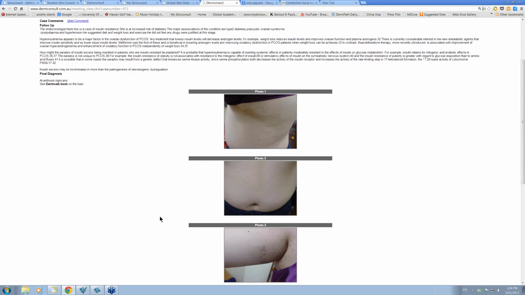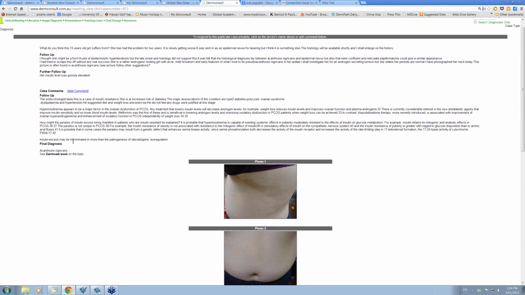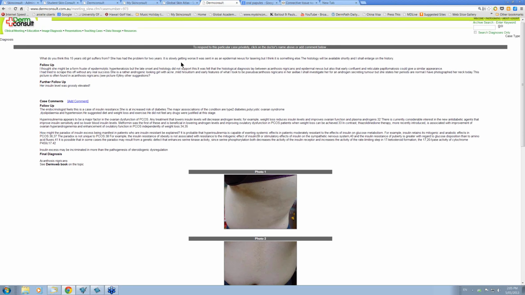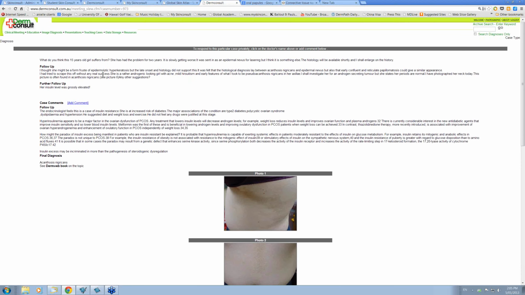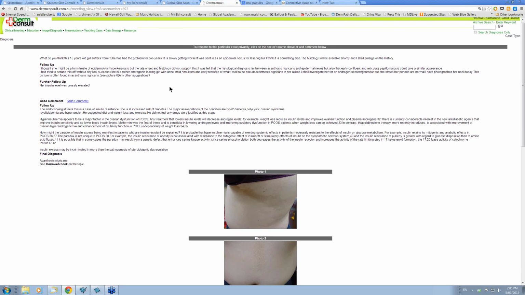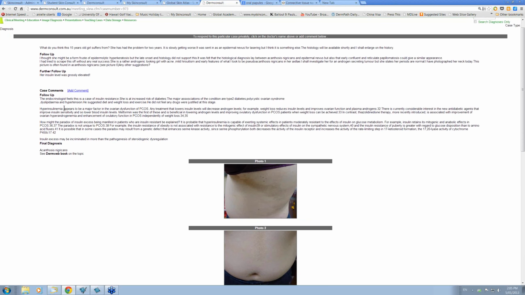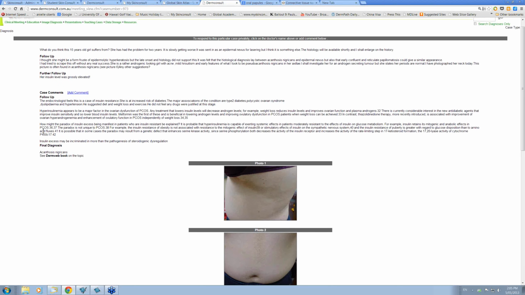So I think, does she have polycystic ovaries? She'd had the problem for 2 years, slowly getting worse. Sent to me as an epidermal nevus for lasering. Wondered if it was a form of epidermolytic hyperkeratosis, but late onset and histology didn't support this. And she saw an endocrinologist. Her insulin level was grossly elevated. That's the thing you do in those cases, measure their insulin level, and it's usually highly elevated.